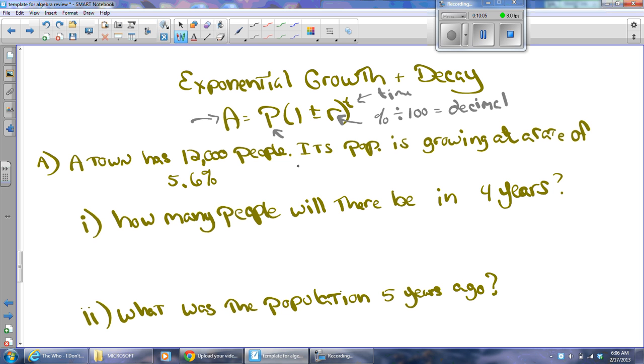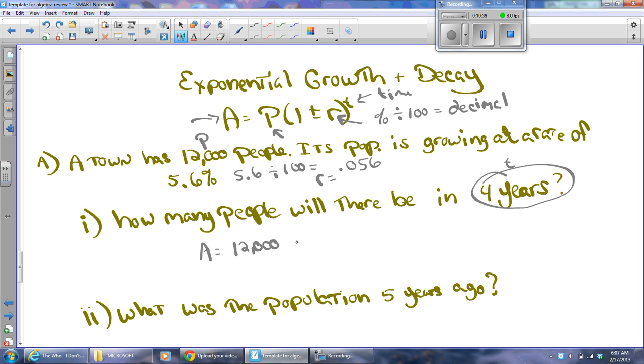Okay, so let me set this problem up here. A town is 12,000 people. Well, that's my principal. Its population is growing at a rate of 5.6%. Well, if I take the 5.6 divided by 100, I get 0.056, and that's R. That's what R is right there. Okay, I don't have T yet, but T is in part 1 of the problem. There's T right there.